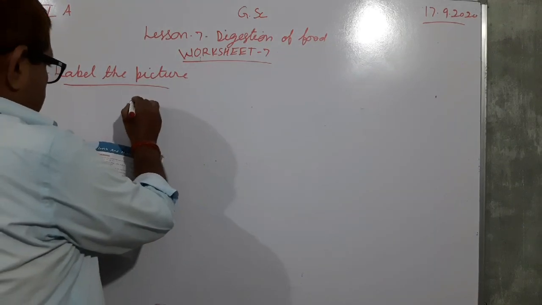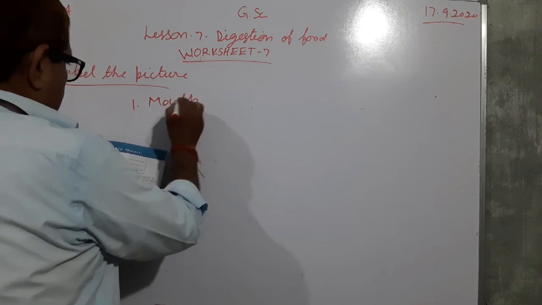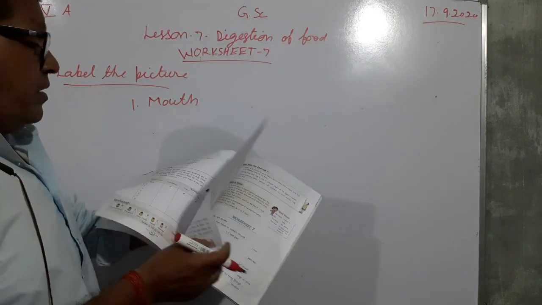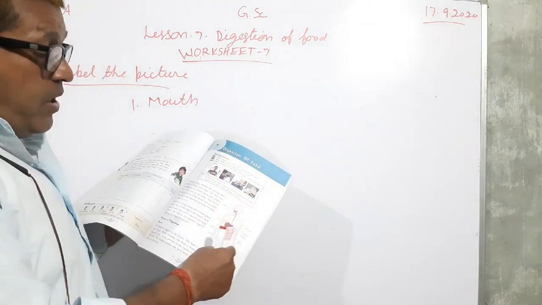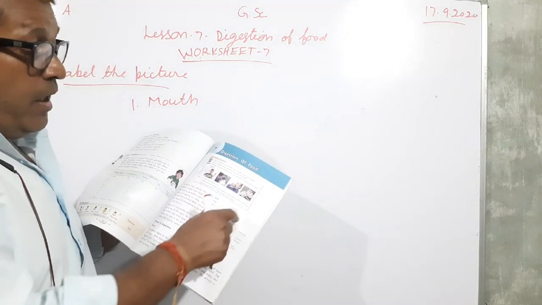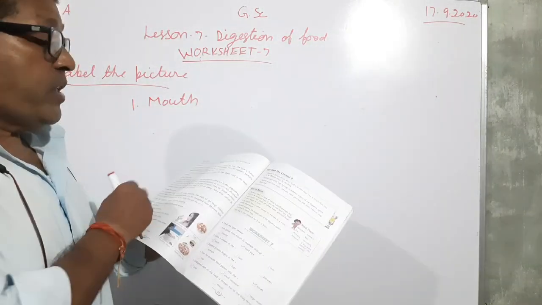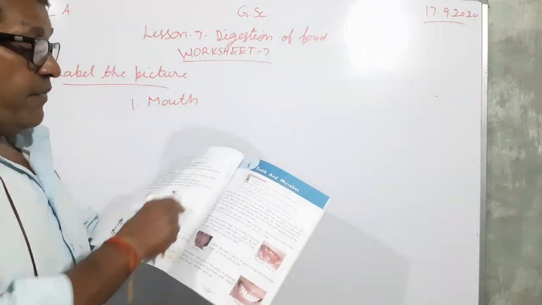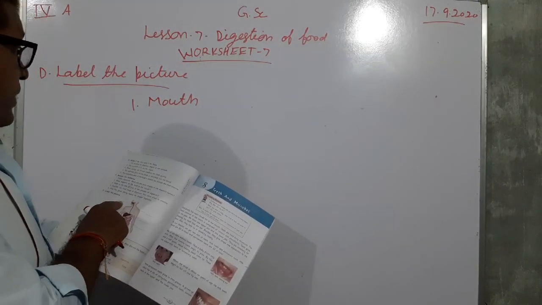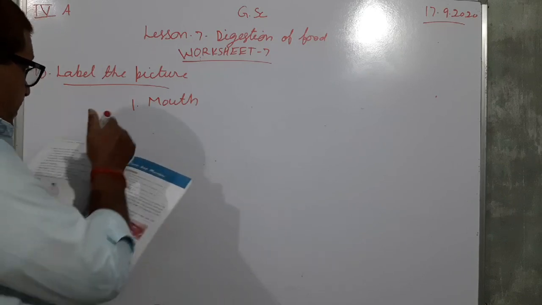First one is mouth. You see on the diagram it is given. You can take the help of this diagram, and on the basis of this diagram, label the different parts of the digestive system. So first you see here. This is mouth, and next you see here the second part.